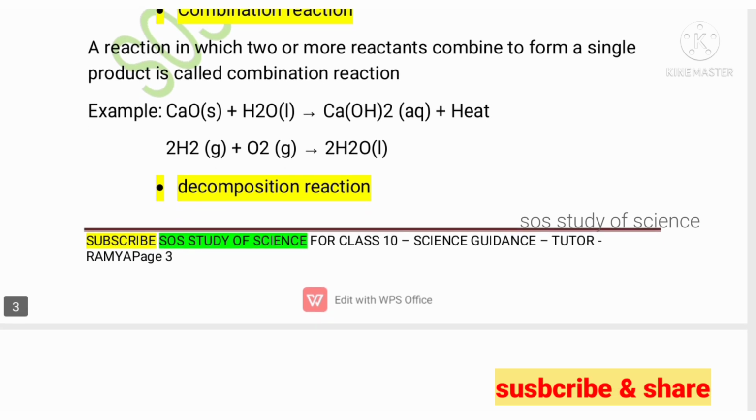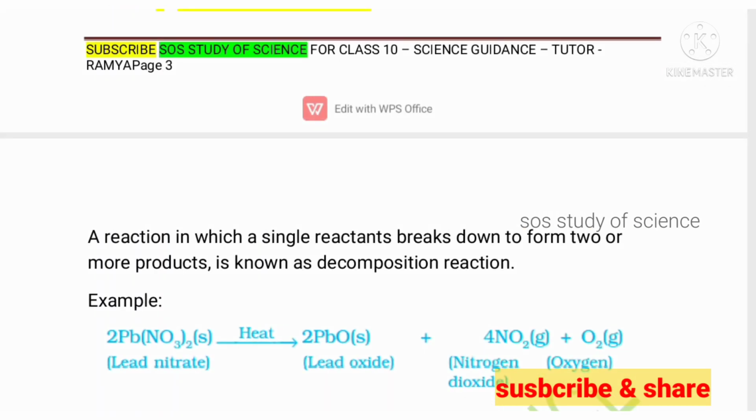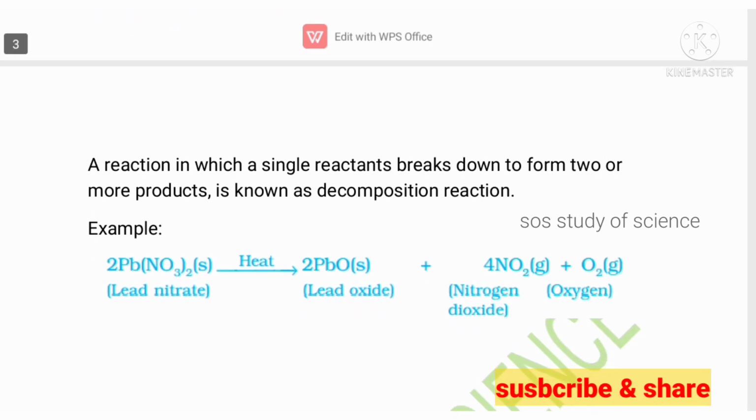Moving to the next type of reaction, that is the decomposition reaction. It is a type of reaction in which a single reactant breaks down to form 2 or more products. You can observe in this chemical equation there is only 1 reactant. Okay, single reactant is there. This single reactant is breaking down when we supply the heat. As a result, it forms 2 or more products. The products formed here are lead oxide, nitrogen dioxide, and also oxygen.